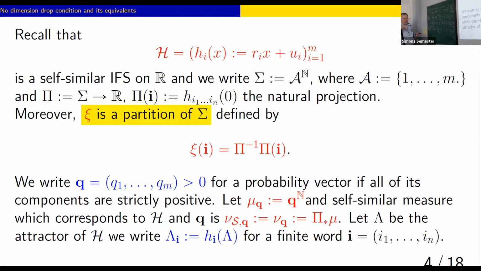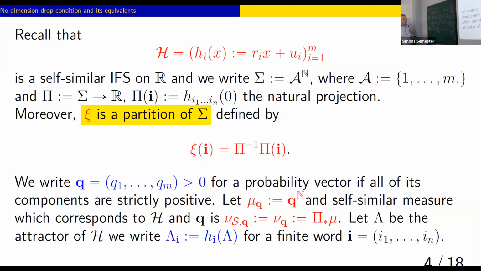So now, usually, I'm going to write q for the probability vectors, and I write q bigger than zero, meaning that all the elements are positive. So the sum of the components is equal to one. And then mu_q, I always write mu_q for this infinite product measure.